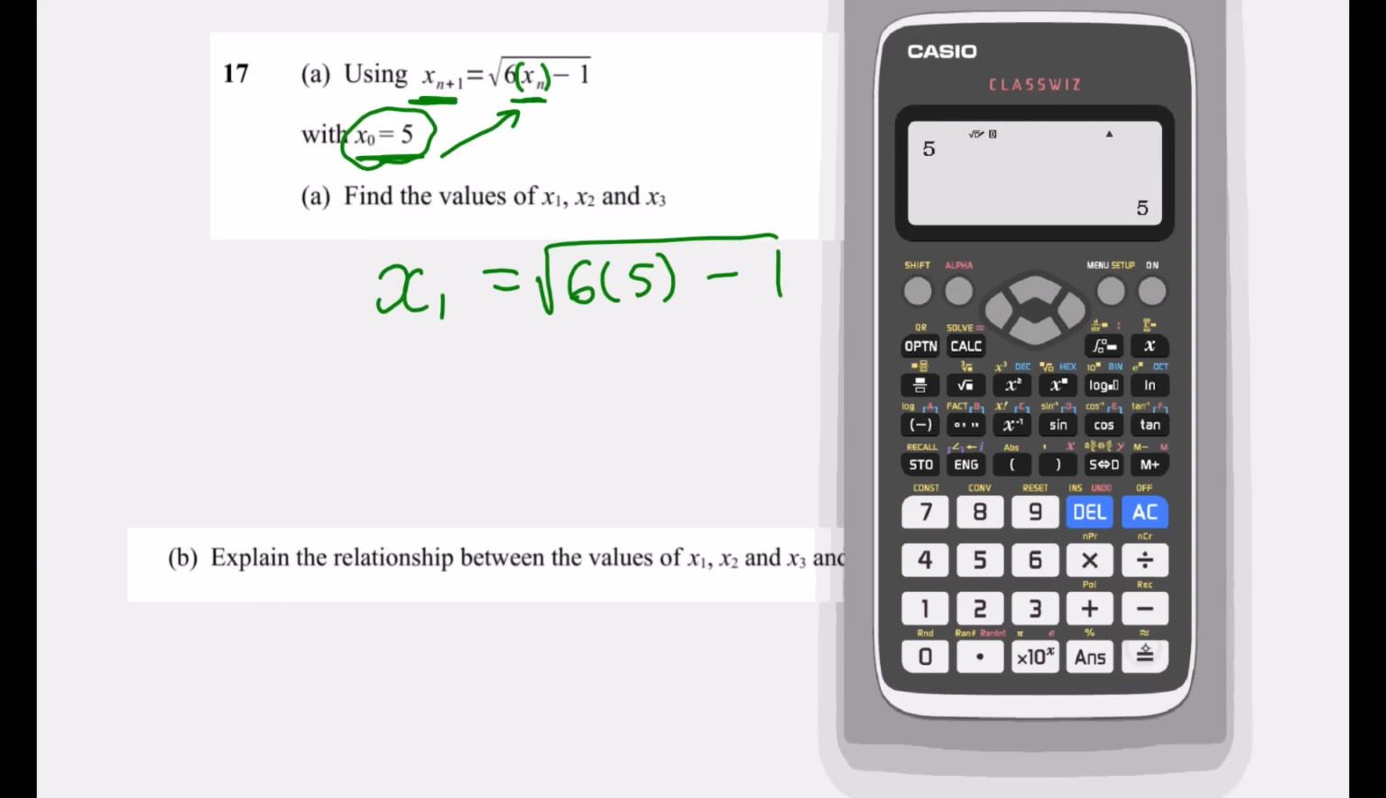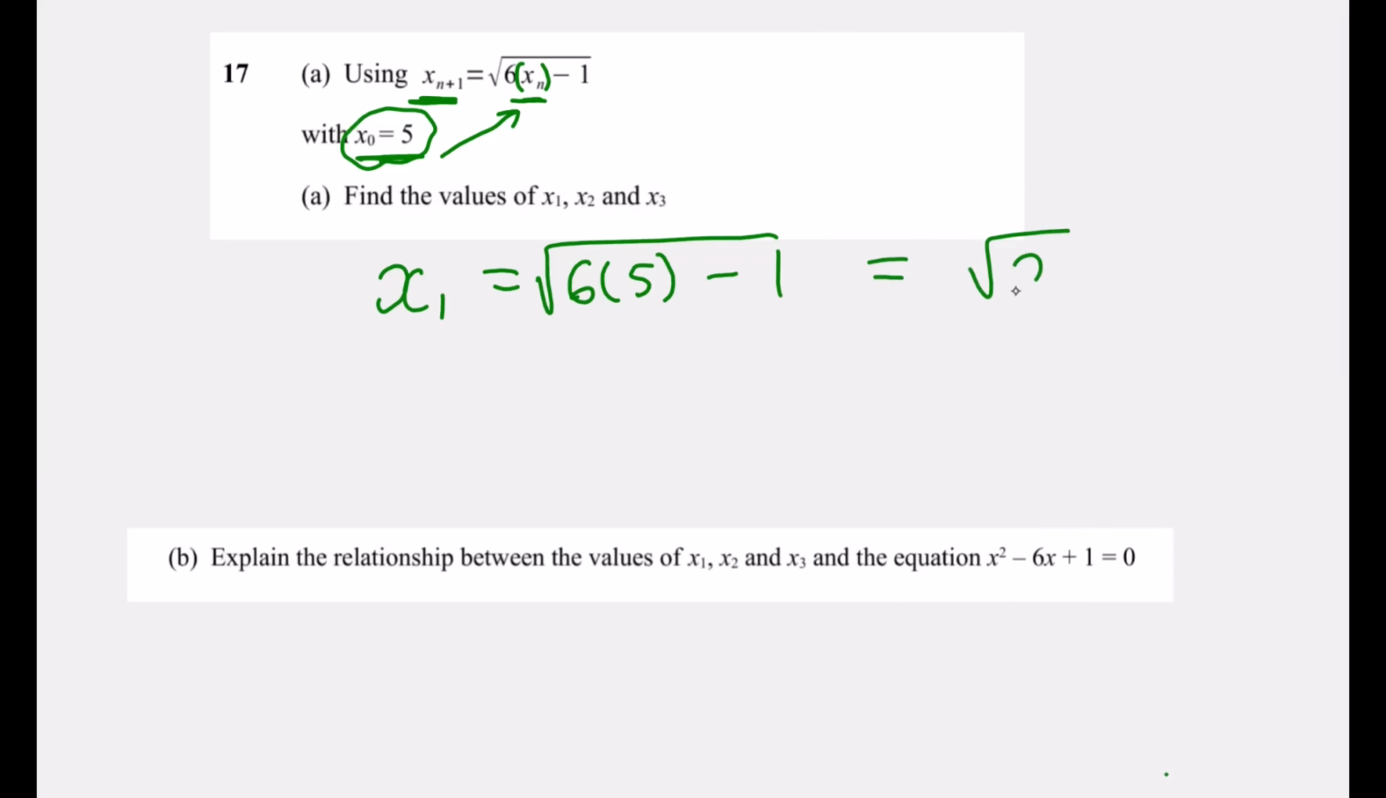I'm going to press 5 and then equals. So 5 is now the ANS button, and the square root of 6 times my answer, which is 5, take away 1. Press equals, square root 29, that's x1. And then, to get my next answer, it's the square root of 6 times square root 29, take away 1. So we're substituting in the previous answer to get the next answer.